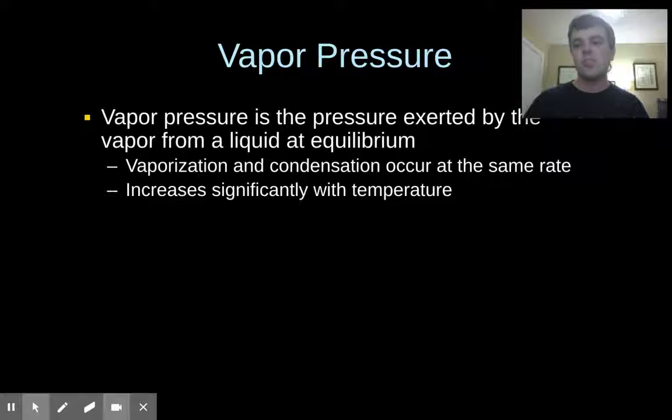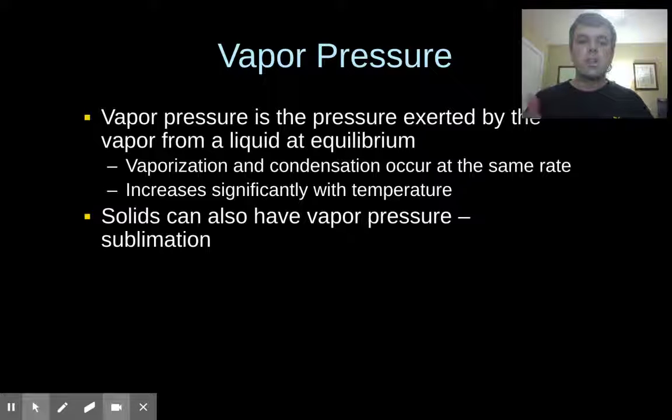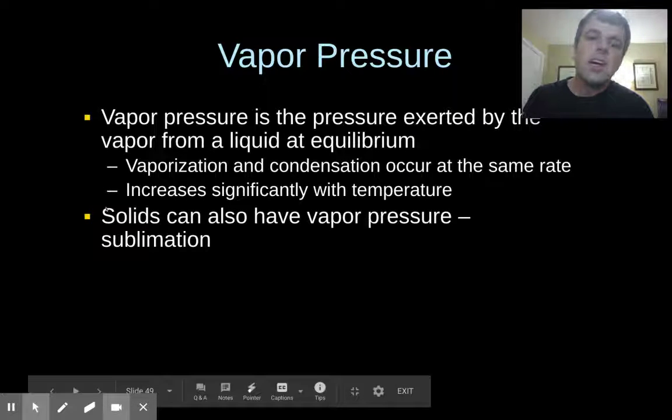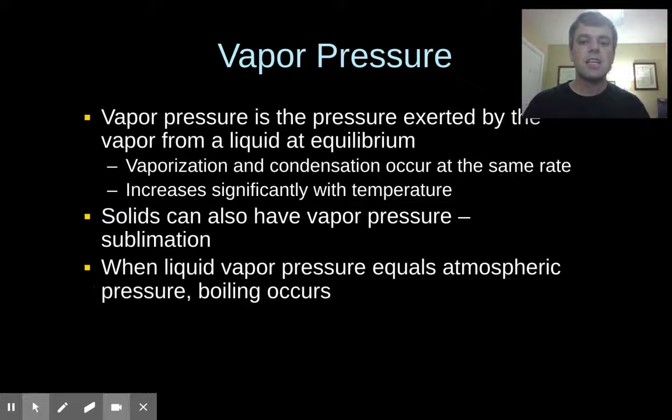You may notice, for instance, as you're heating a pot of water over the stove, as the water gets hotter, you start seeing more and more steam coming off of the container. Now, for vapor pressure to be measured, we have to reach equilibrium, so it'd have to be a sealed container. But that's what that is. Solids can also have a vapor pressure through sublimation, where it goes directly from solid to gas. But when the vapor pressure of a liquid equals the atmospheric pressure, the liquid will boil.